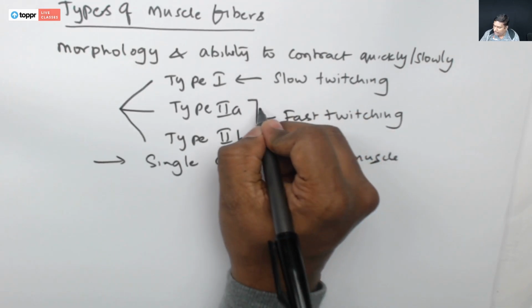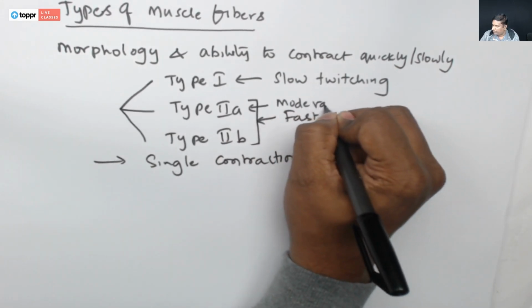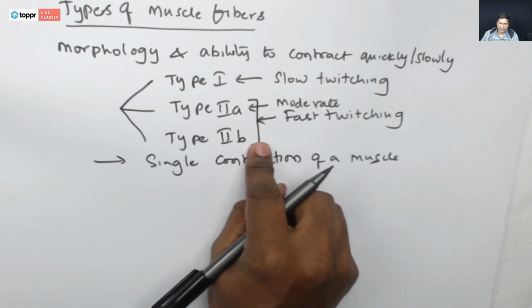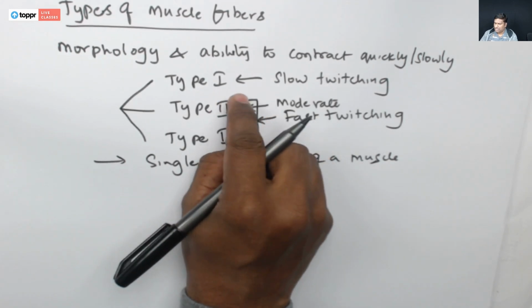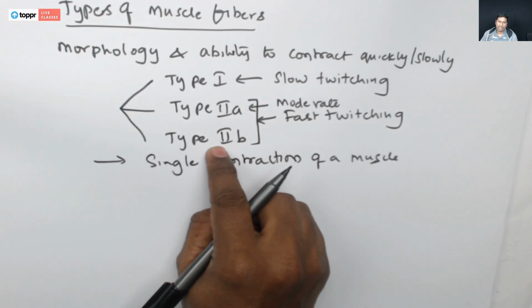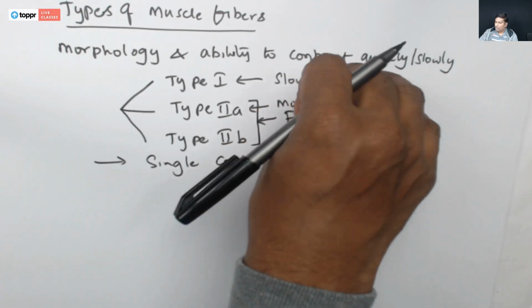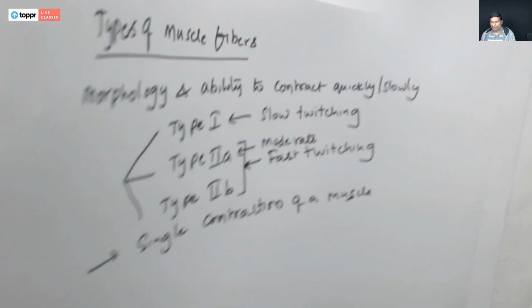In those two categories, 2A are moderate fast twitching, and 2B are fast twitching. These twitch at a lesser speed than the 2B. So we'll look at the differences of these very quickly and wrap up this session.